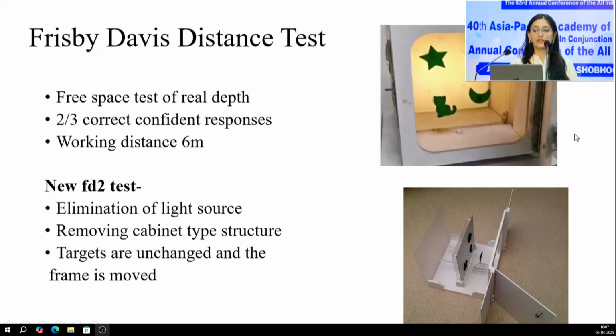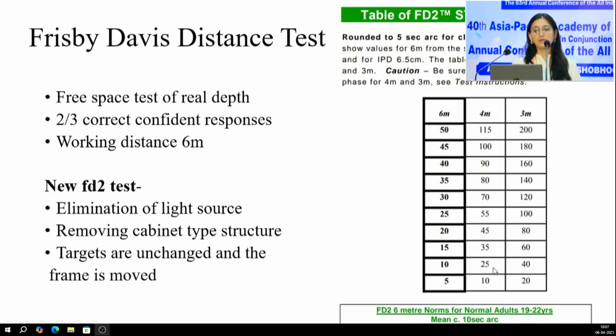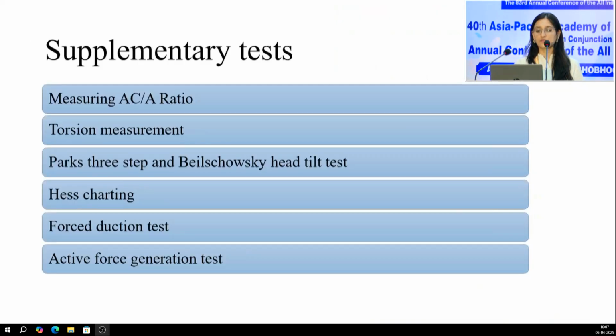So 4 floating objects are placed in an illuminated box. Now there is a modified new Frisby-Davis test where they have removed the cabinet type of structure and the targets are unchanged, and this frame is moved. And based on the chart that they provide, they measure the stereopsis.